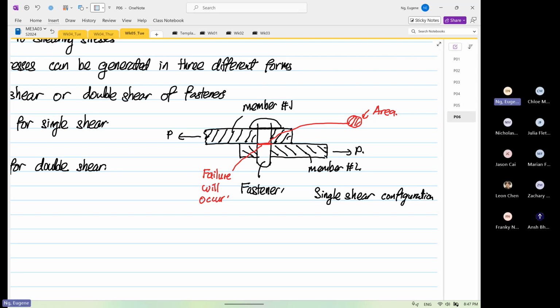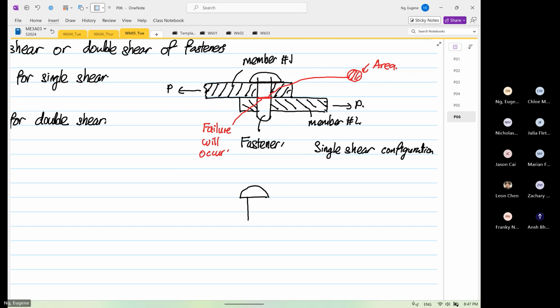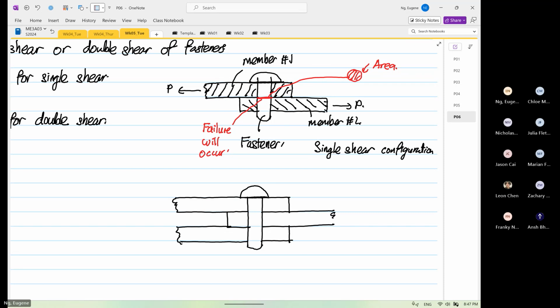Now double shear, again you have the same fastener, but now your loads are applied differently, and I'll draw it for you. So this is all your members.